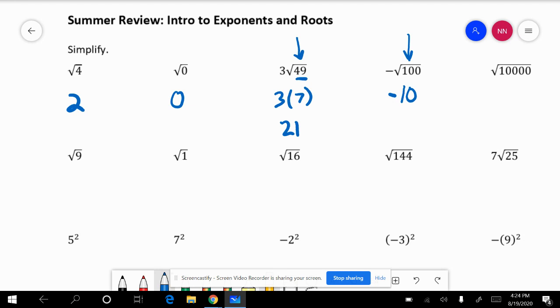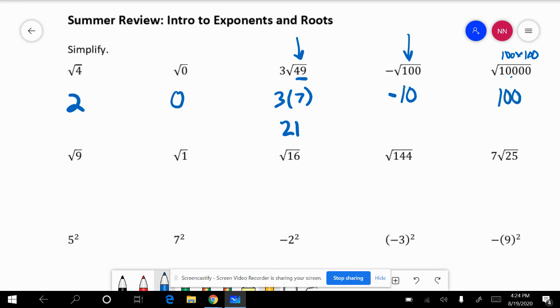Now this one right here is a little tricky. It's 10,000. 10,000 would be 100 times 100. So that means the square root of 10,000 would be 100.